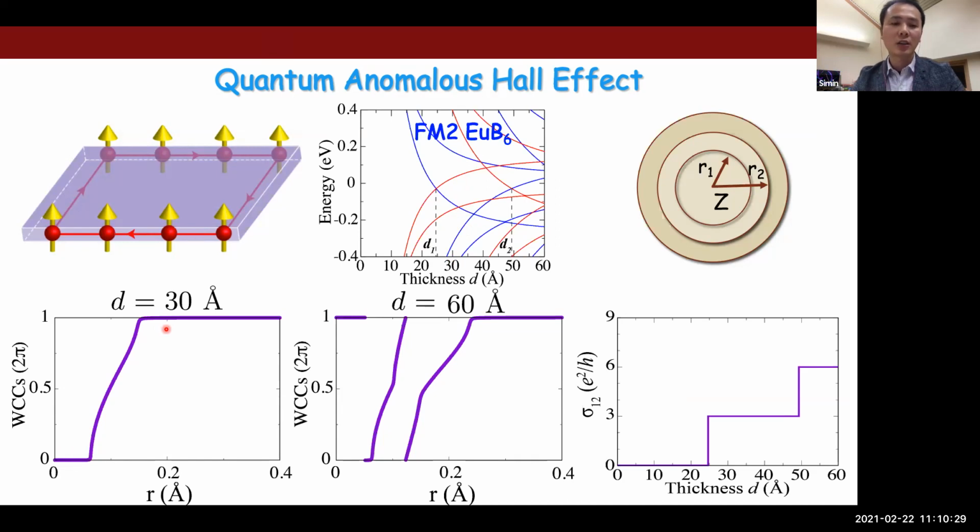As the system has three equivalent Z points, due to the threefold rotation symmetry around the (1,1,1) direction, the total Chern number of the thin film is 3. When the thickness of the thin film is equal to 60 angstrom, the total Chern number is 6. So the subsequent jump of the Chern number in this thin film is 3. We can realize a large Chern number in the thin film of FM2 europium boride, which is important for device applications based on the quantum anomalous Hall effect.